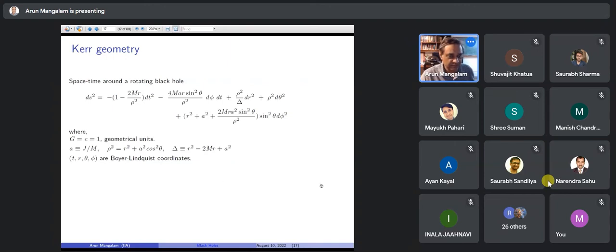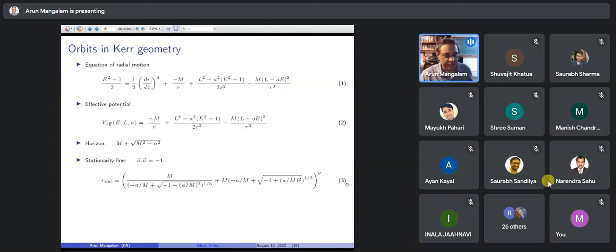And so this metric is then used to solve various things around the black hole. What you can do is something that I've extensively done with one of my students, is to find out, at least to calculate orbits around these Kerr geometry, in Kerr geometry for these black holes.